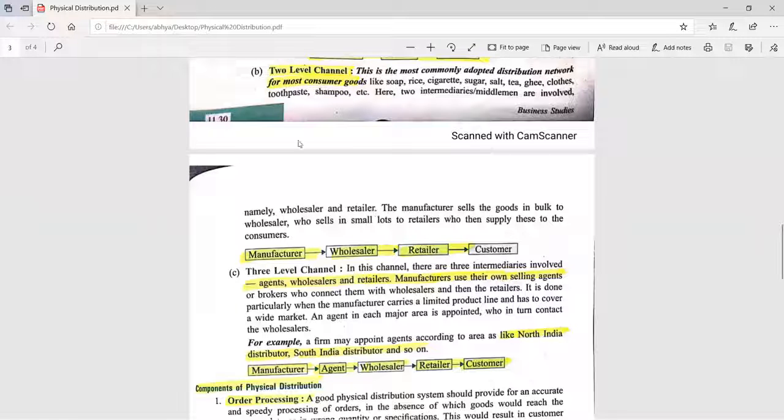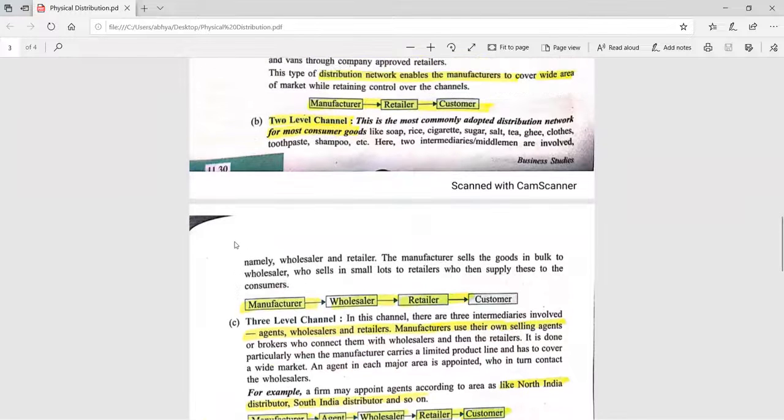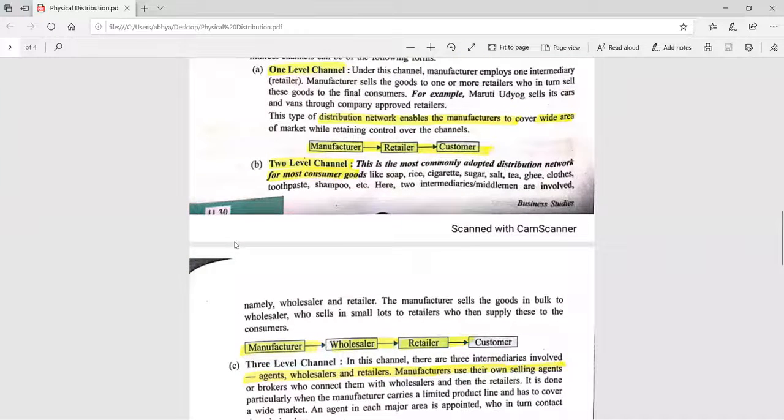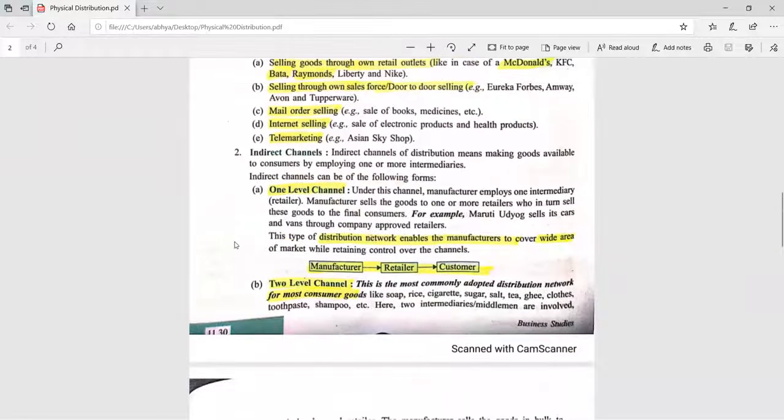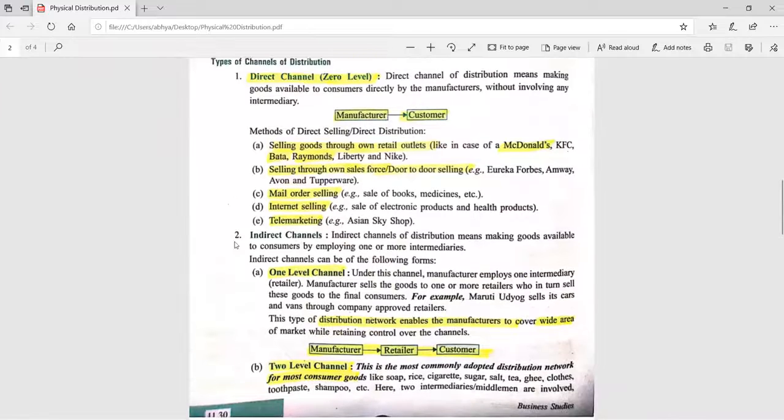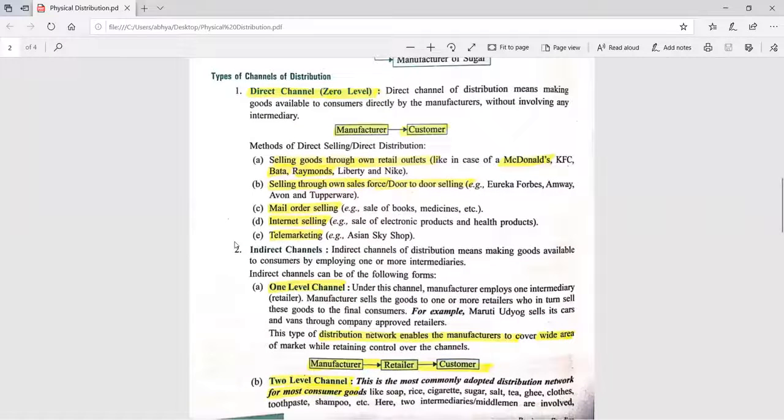Okay, so now you have to decide which level you are going to adopt according to the need and the nature of your product. And it is not necessary that you only opt for the indirect channel. You can opt for a mixture of direct and indirect channels, like many companies are doing nowadays. They sell goods on the net, and they are also selling goods through the market. So you can also select both channels, direct or indirect.